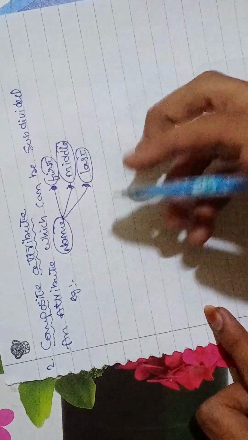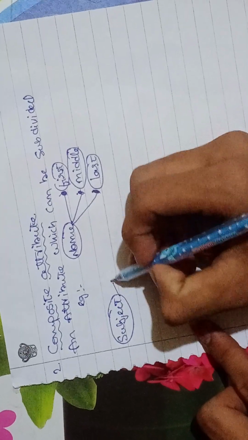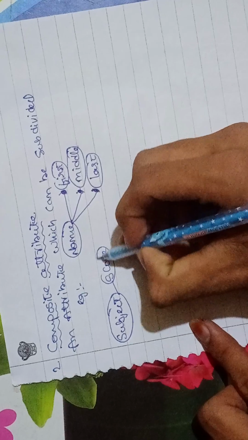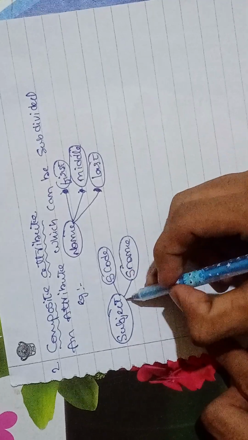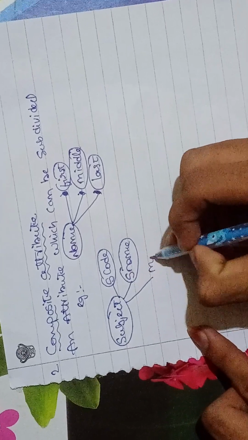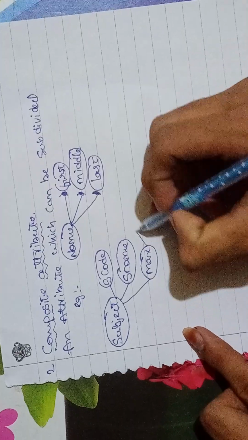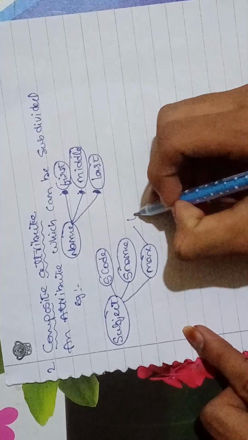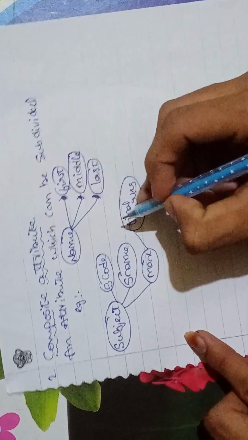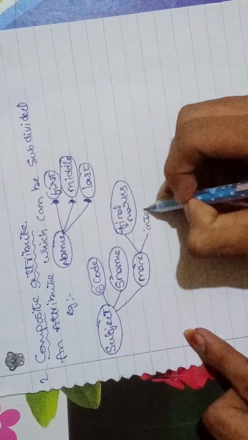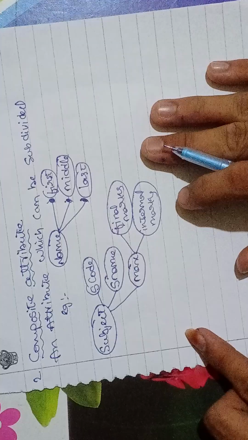Another we can see is subject. In the subject we can see subject code, subject name, and maximum marks, meaning how many marks are gained in the subject, in final marks and internal marks. These are composite attributes.